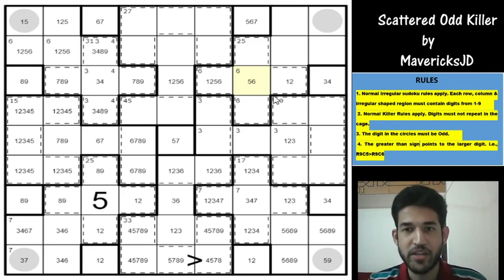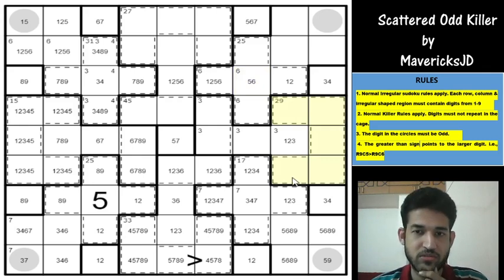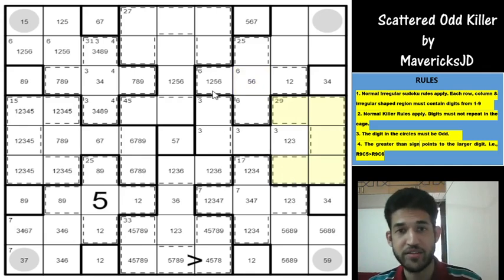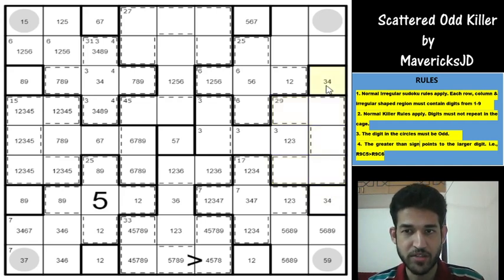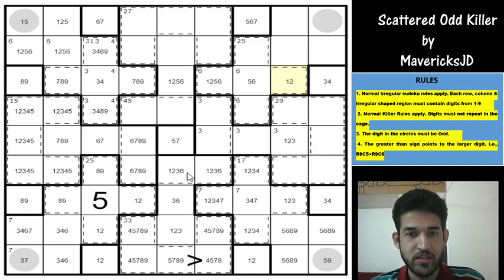Oh, I saw something here which I'm unable to remember now. Still, the Sudoku hasn't become easy, guys. This seemed to be the break-in, but there is definitely a little bit of work that you need to do here. Okay, that's nice.